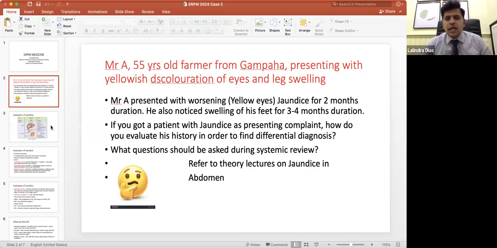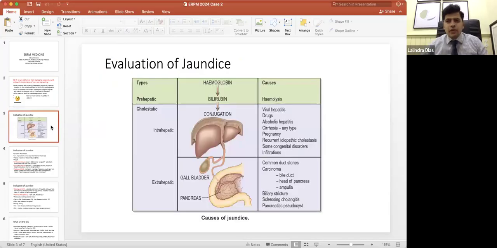So here I have shown you a slide on how to evaluate jaundice. My dear students, when you get a patient with jaundice, the jaundice can happen in three places. Either it can be before the liver, or within the liver, or after the liver. So we call it prehepatic jaundice, intrahepatic jaundice, and we call it cholestatic jaundice.